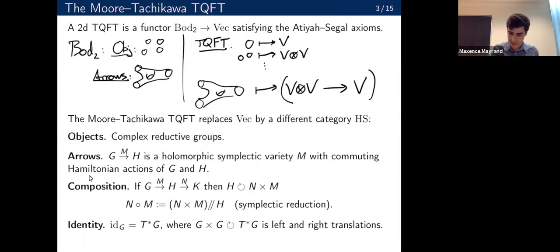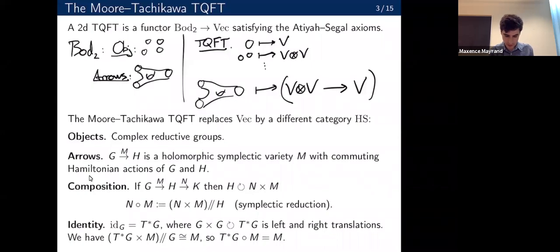Why is that an identity? Well, it's an easy lemma that if you have any Hamiltonian G-manifold M, you take the product with the cotangent bundle, and then you take the Hamiltonian reduction by the action on M and the right action on T*G. And this is isomorphic to your original manifold M, preserving the symplectic structure and also the moment map in the Hamiltonian action. So in these terms, we have that T*G composed with M is M. So T*G can be viewed genuinely as an identity in this category.